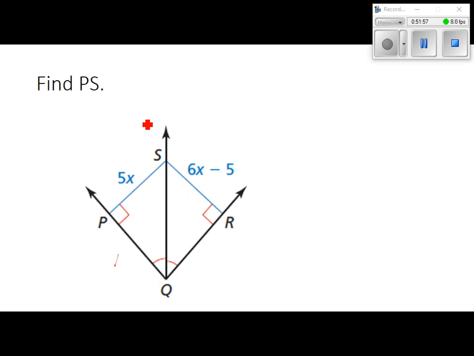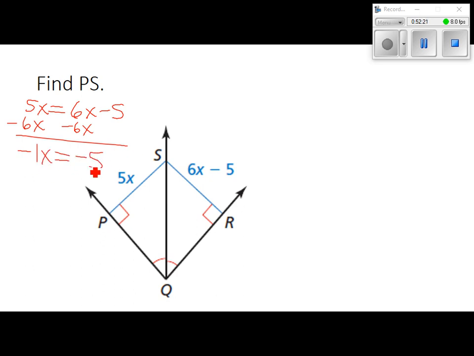Look at this. How can we find segment PS? 5x equals 6x minus 5. It's an angle bisector because these two angles are congruent. So what has to be true about these two segments? They got to be congruent. So 5x has to equal 6x minus 5. Subtract 6x on both sides. That gives us negative 1x equals negative 5.